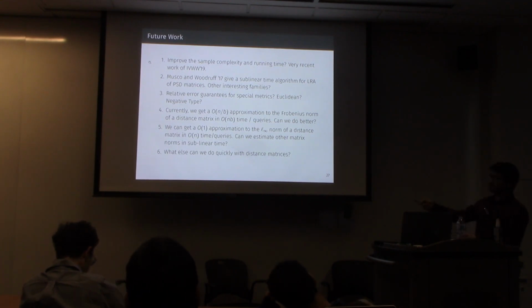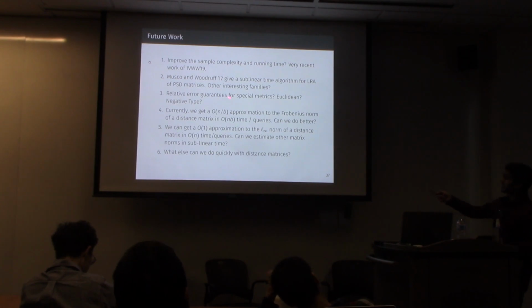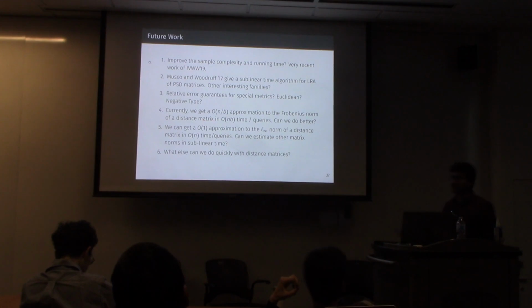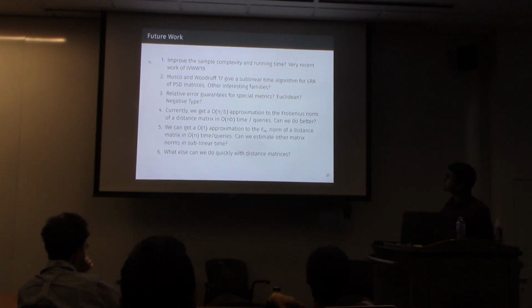This is something that I mentioned before to Venkat: if you have special matrices, like you know that your distance is Euclidean or negative type, can you get relative error guarantees? And it turns out that we have some work that gets a bicriteria relative error guarantee for these metrics.